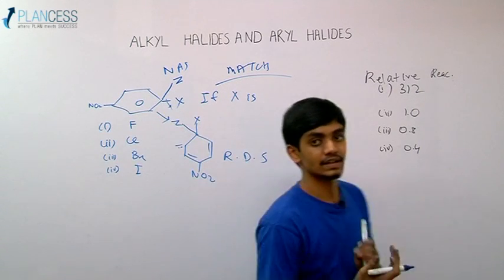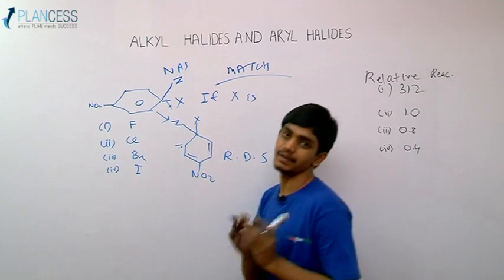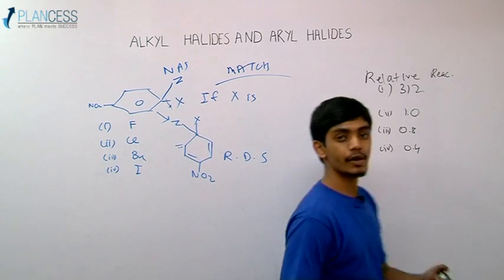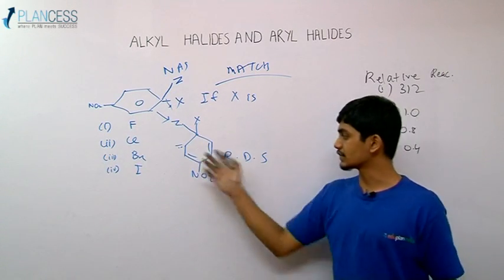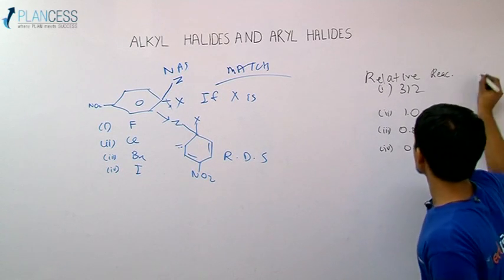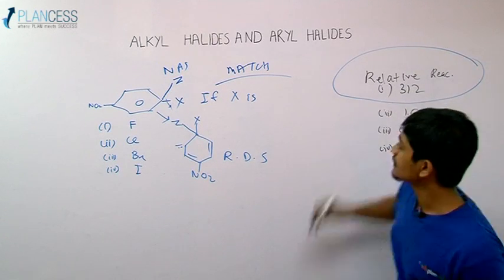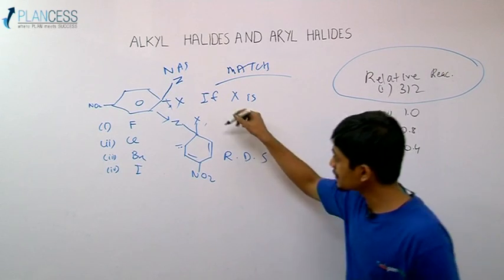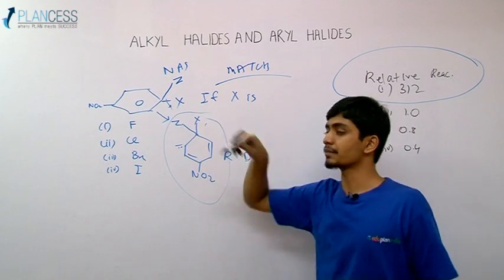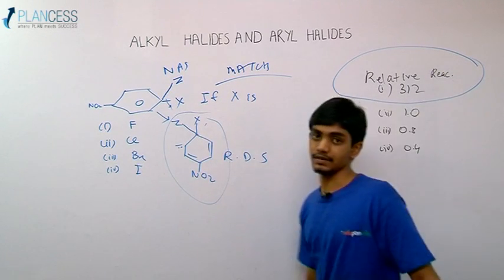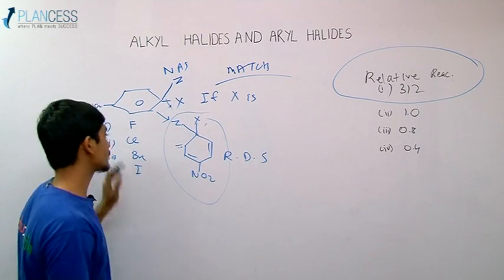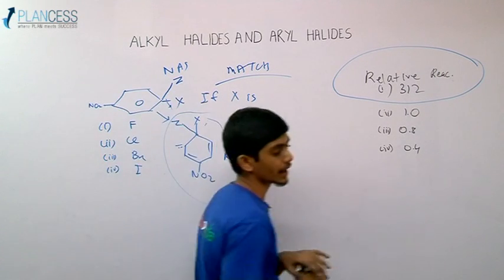We know that in a reaction the slowest step is the rate determining step. I have explained it to you a lot of times, I will not explain it again. So we know this is the RDS. So that means the relative reaction rate definitely depends on this step. That is, the stability of this intermediate determines what will be the relative reactivities of these compounds when X is F, Cl, Br and I.